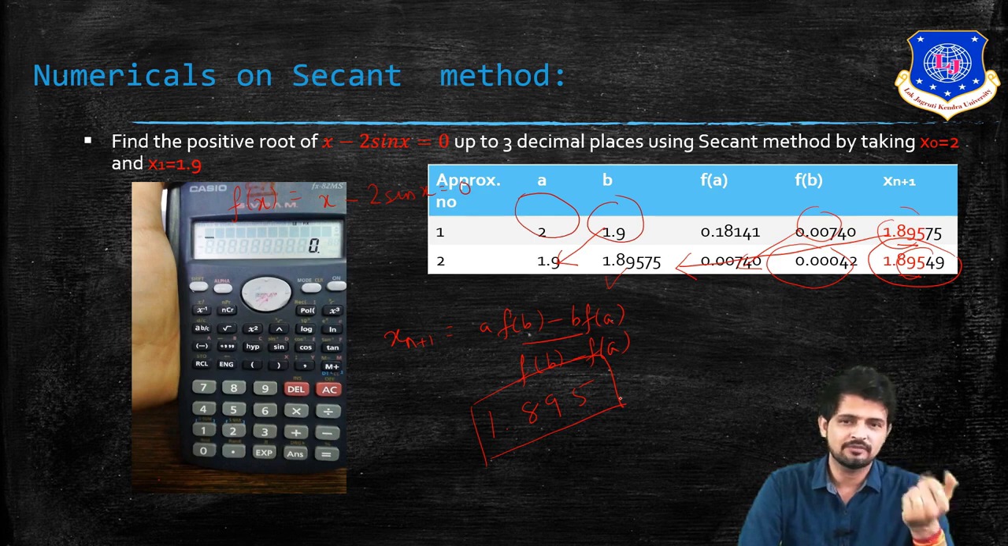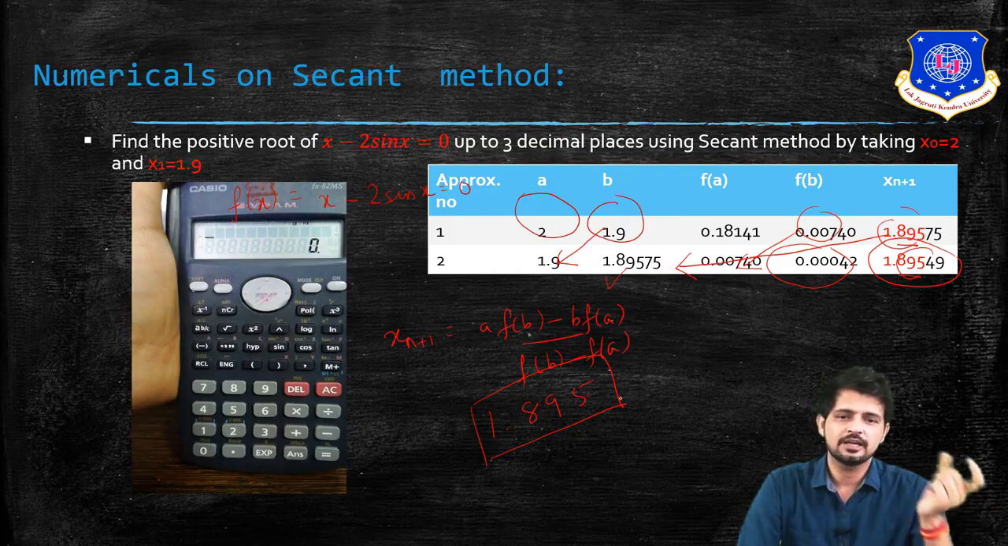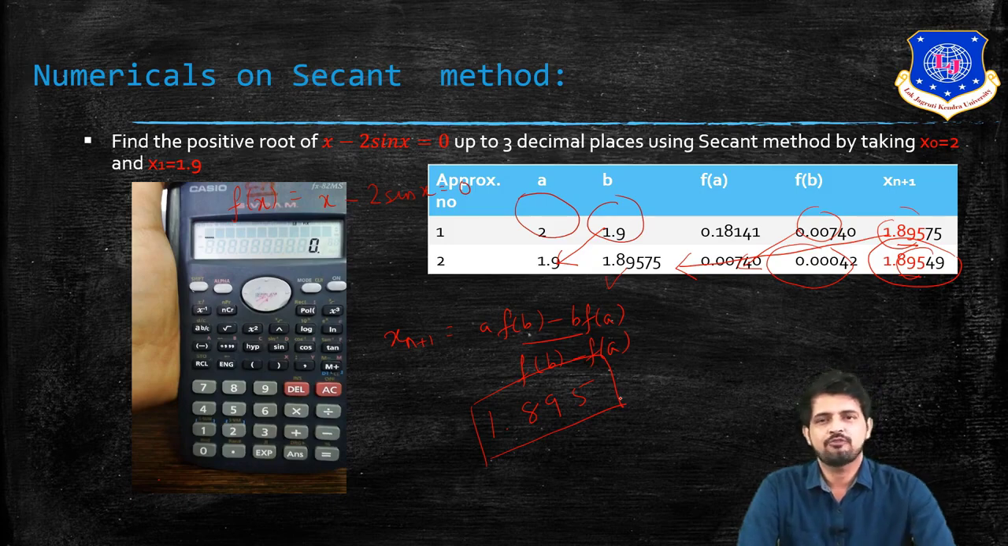And you have to also remember the formula of xn plus 1, it is totally different from the theoretical formula. A into f of B minus B into f of A upon f of B minus f of A. So by using this formula, you can solve the numericals very easily, right? So this was about the secant method.